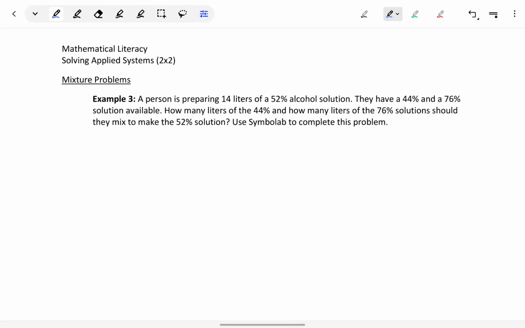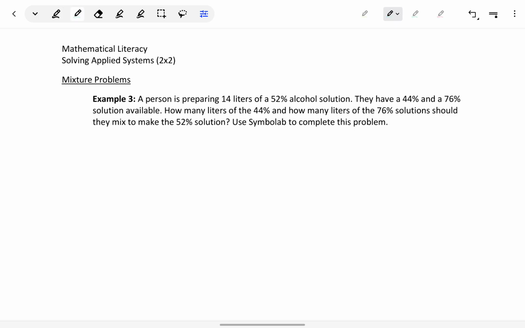In example 3, we have a chemistry problem, a mixture problem, where a person is preparing 14 liters of a 52% alcohol solution. We know that they have a 44% and a 76% solution available. The question is, how many liters of the 44% and how many liters of the 76% solution should they mix to obtain the 52% solution?